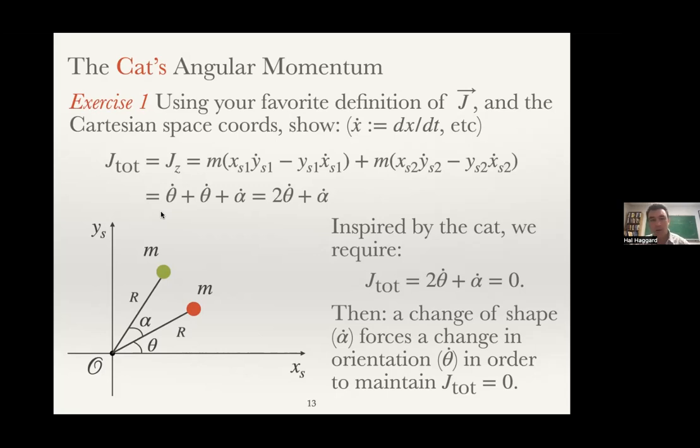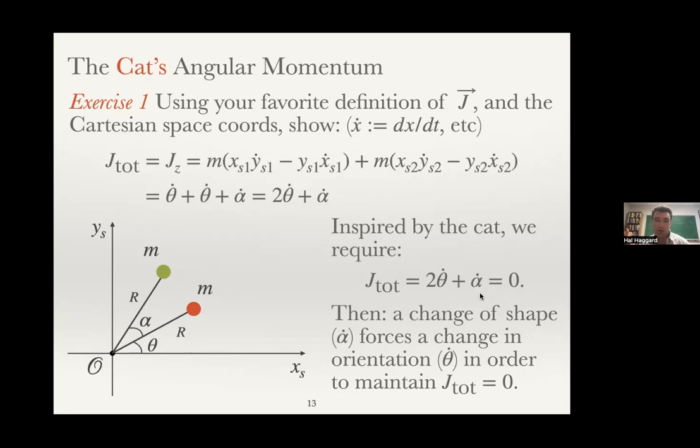Okay, but what's the point here? The point is to try to capture this feature that Maxwell had noticed, that the total angular momentum is 0. And if the total angular momentum is 0, then what we have is that 2 theta dot plus alpha dot must vanish. And a change of shape, that is, if the cat uses its internal muscle to change how its limbs are oriented with respect to each other, forces a change in orientation. That's just because this is acting as a constraint on our system.